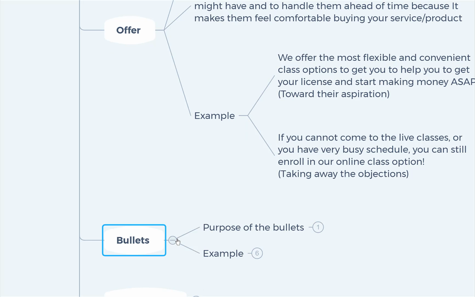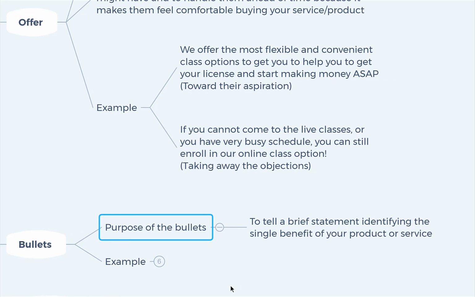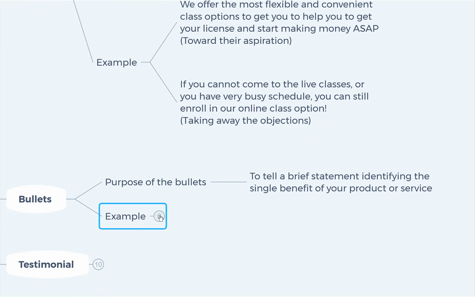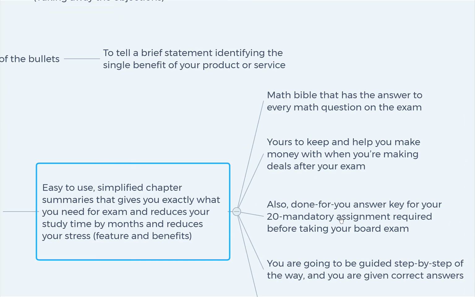Next, bullets. A bullet is a brief statement identifying the single benefit of your service or product. For example, easy to use, simplified chapter summaries that give you exactly what you need for the exam and reduce your study time by a month and reduce your stress, which is a feature and benefit.